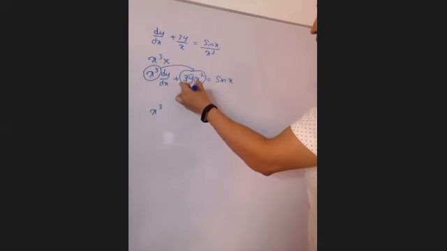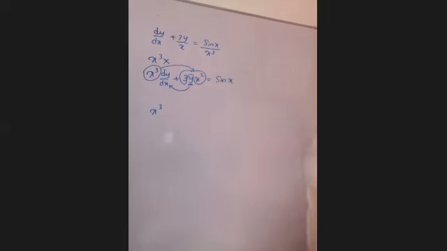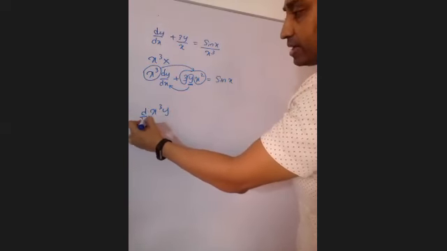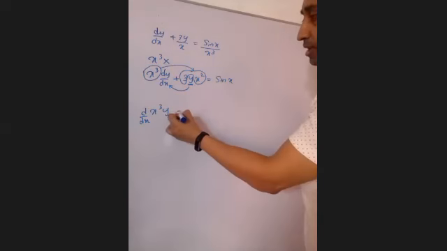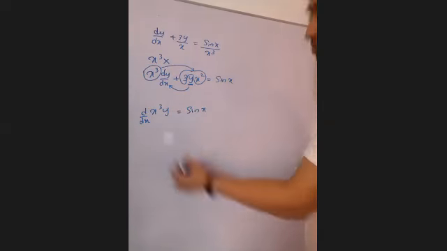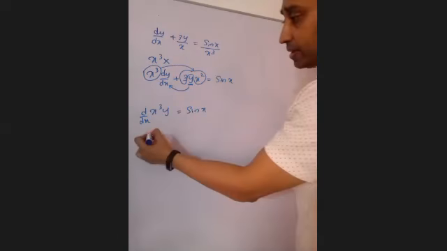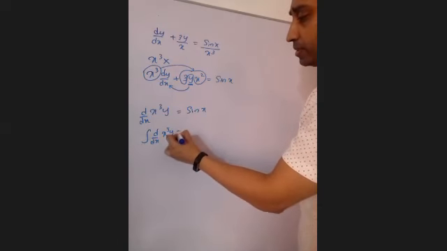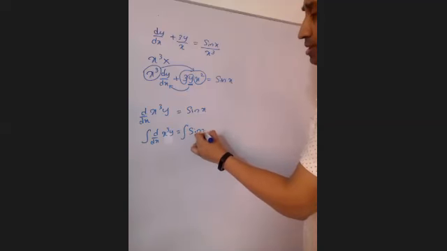Then the remaining term is this bit. See whether the differentiation is available there. Yeah, so you can just write it. Then you can write this as d by dx of that equals to sin x. Then what you can do is integrate both sides. Integration of d by dx of x cube y is equal to integration of sin x.